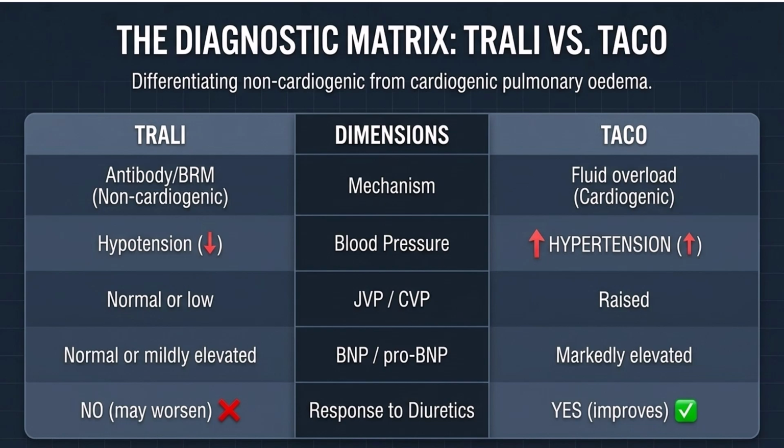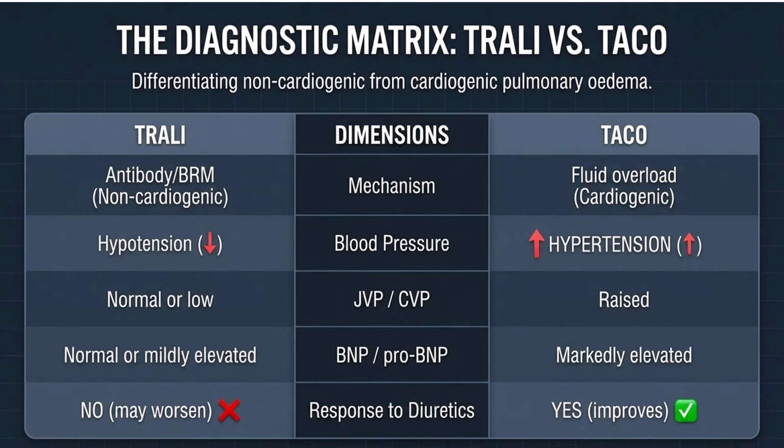For TRALI, there will be hypotension: capillary vasodilation and leak reduce the circulatory volume. For TACO, there is hypertension. The heart is receiving too many products, which increases the preload, and BP is high from the fluid overload. When a patient develops pulmonary edema during a transfusion, low BP, think of TRALI, and high BP, think of TACO. JVP or CVP.